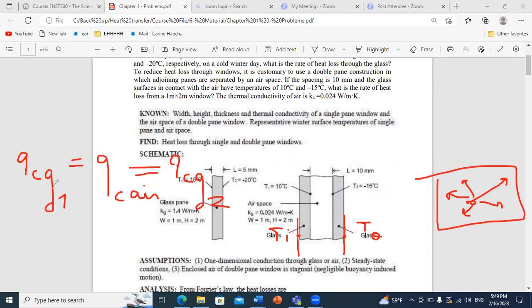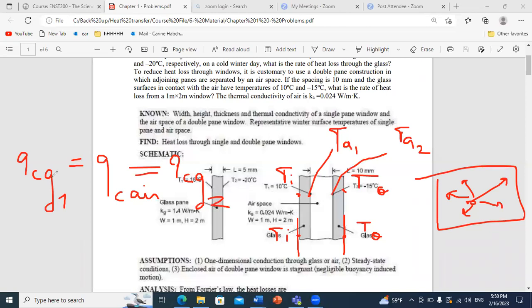If I call this temperature T inner, this is T outer, this is TA1, and this is TA2. Then I can write the following.